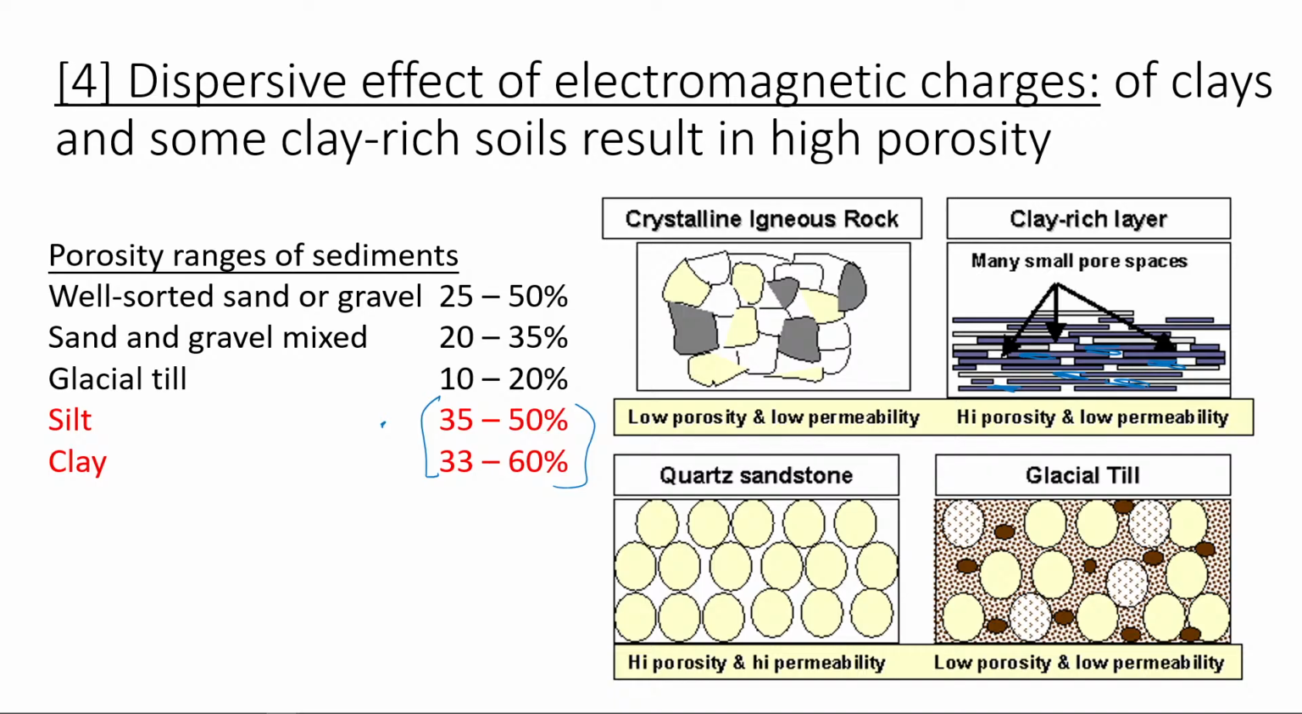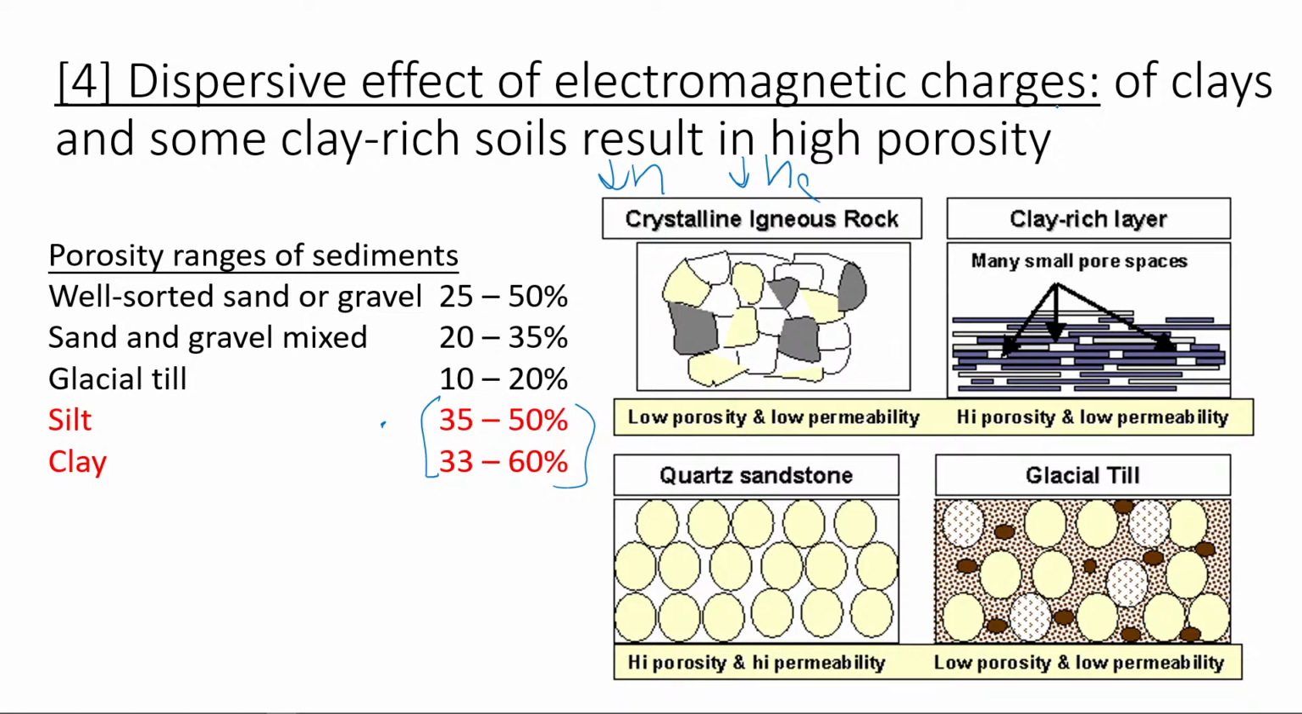So let's just summarize. I think this is a good figure. Here you have crystalline igneous rock, a piece of marble or a piece of granite. This has very low porosity and very low permeability. It does not conduct water. Where would water flow here? Nowhere. Where is the porosity here? Nowhere. So the porosity is low and the permeability, or effective porosity, is also low.